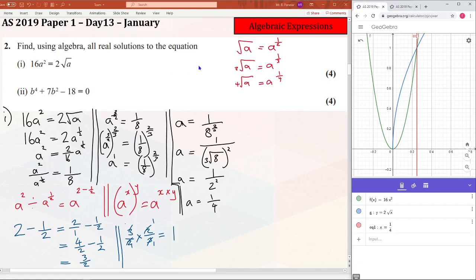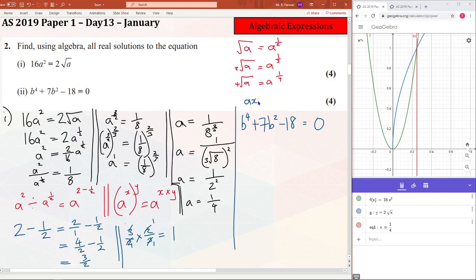Part 2. For part 2, I have b to the power of 4 plus 7b squared minus 18 is equal to 0. What you have to notice here is that this is a hidden quadratic.